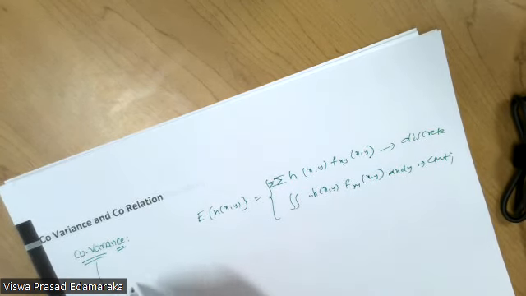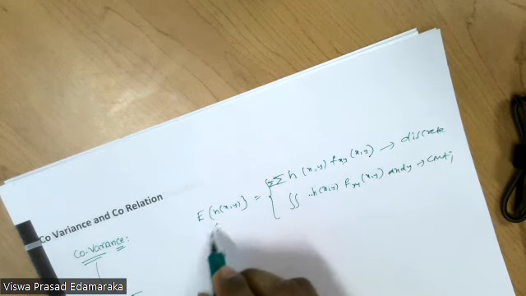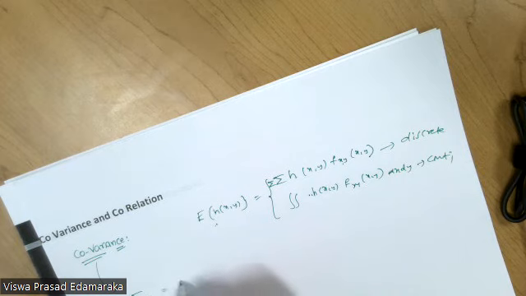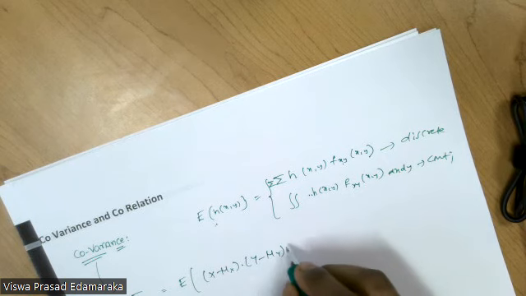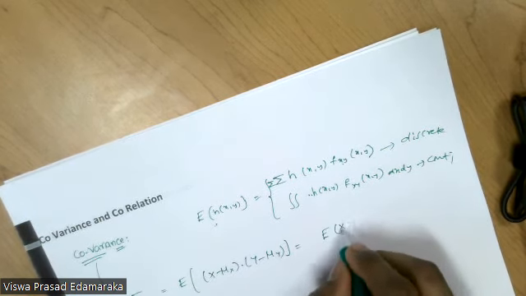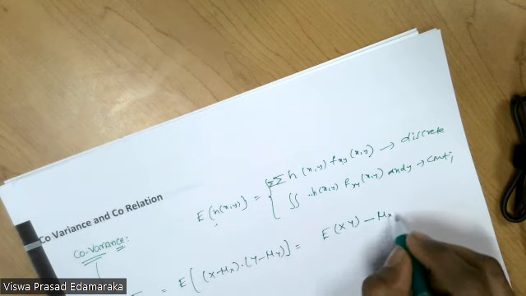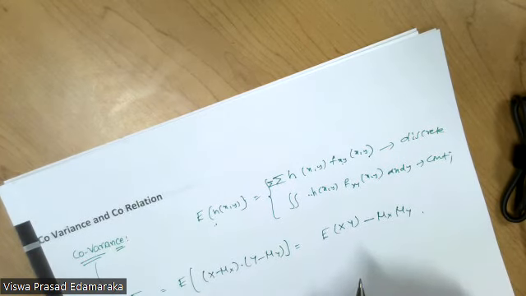What is covariance between x and y? Sigma xy is the expectation, that is the mean value. Sigma xy is equal to the expectation of (x minus mu x)(y minus mu y), which equals the expectation of xy minus mu x mu y.